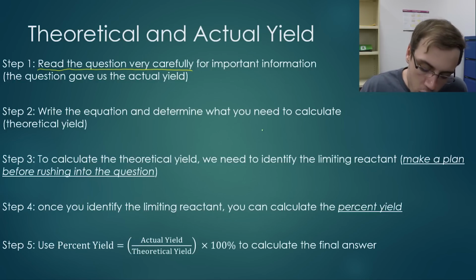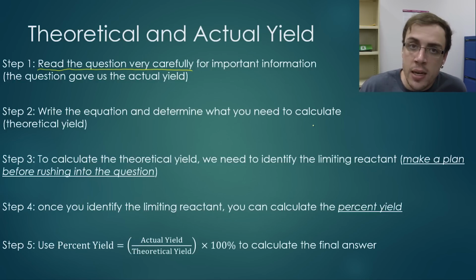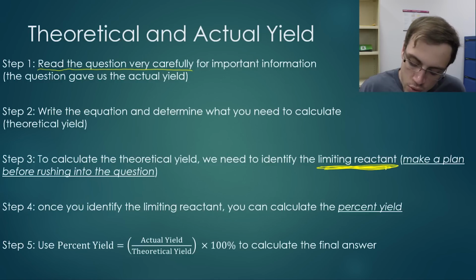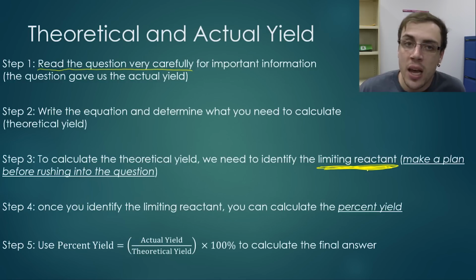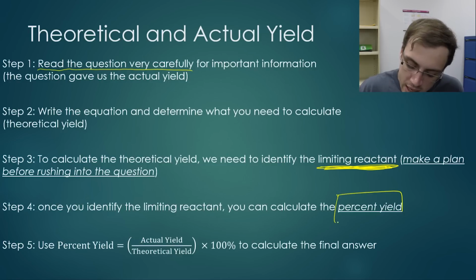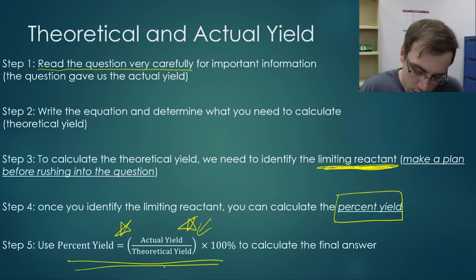You then write down your equation and determine what you need to calculate. So if you do need to calculate the theoretical yield, you do it in this manner. Now, again, you need to find the limiting reactant. If you do not find which one is the limiting reactant, you have a 50% chance of getting it wrong. Okay? And that's assuming you only have 2 reactants. So make sure you always calculate the limiting reactant. Once you have the limiting reactant, you can then move on to calculate your percent yield via this formula here, which absolutely must be memorized.